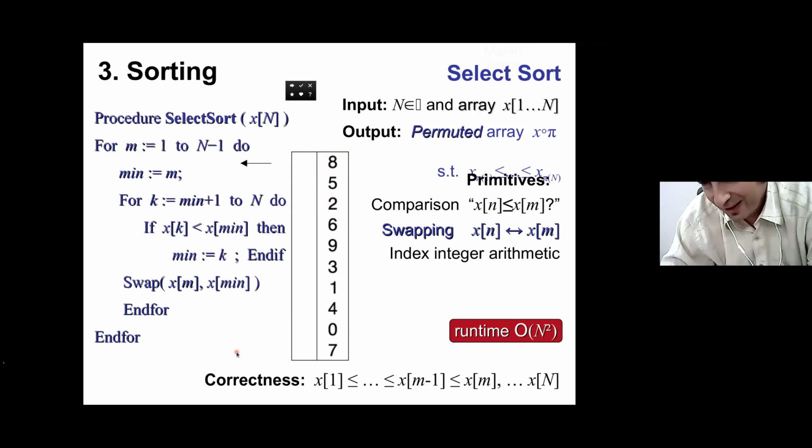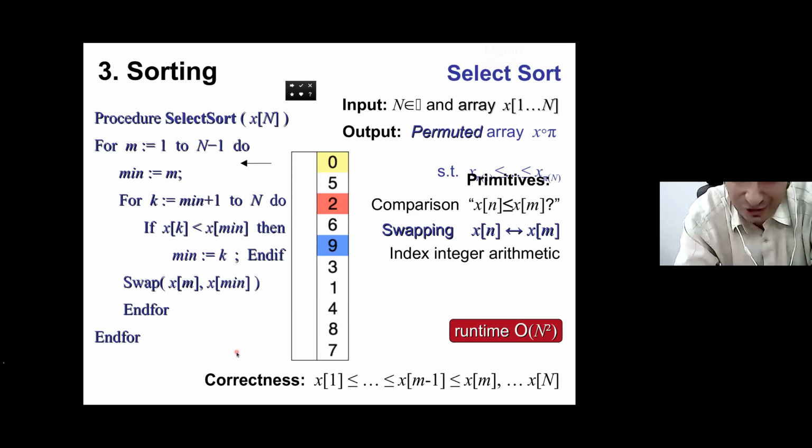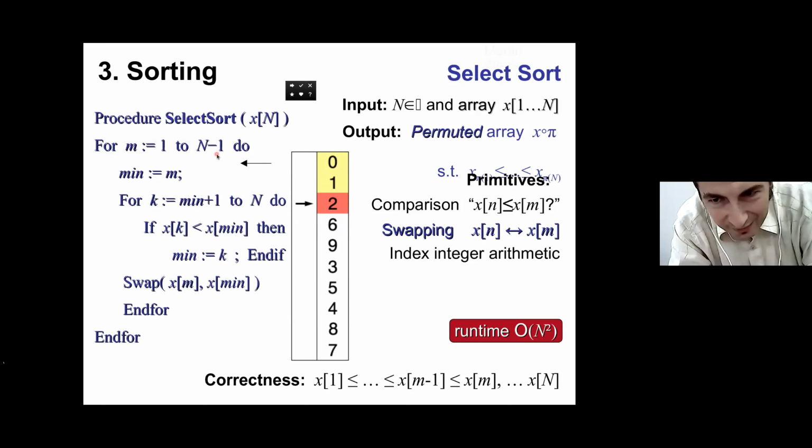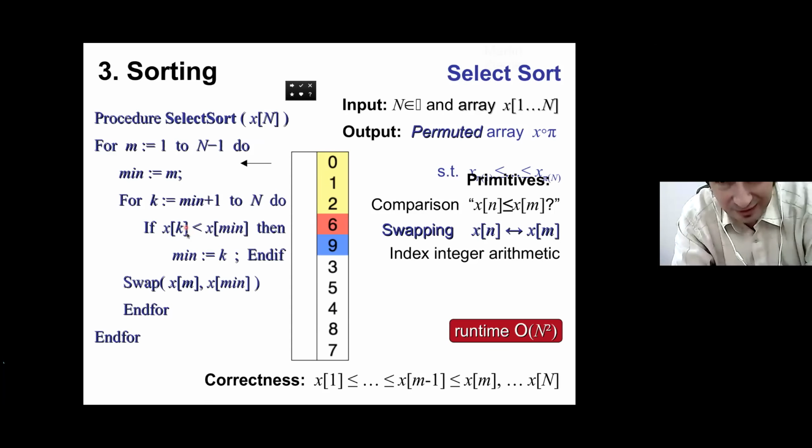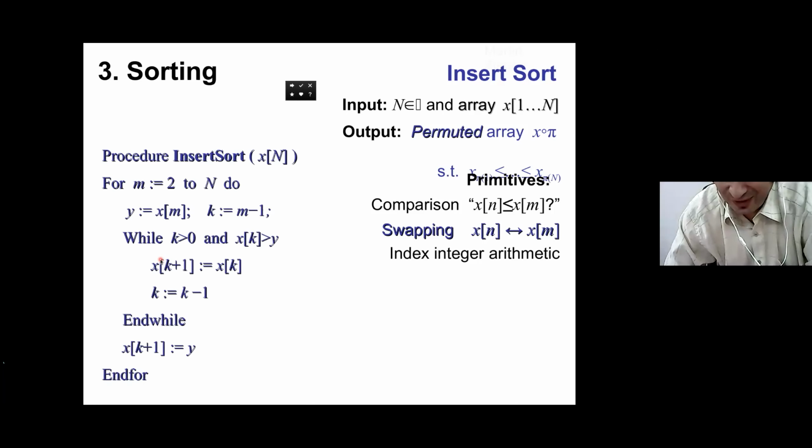So now, what is the runtime? The runtime is quadratic again, because you have one loop here, and you have another loop there. So for m equal to 1, you have n minus 1. For m equal to 2, you have n minus 2. So n minus 1 plus n minus 2 plus etc. until 1. This is quadratic again. So the iterations of this inner loop will be quadratically many. So again, this gives you a quadratic algorithm.